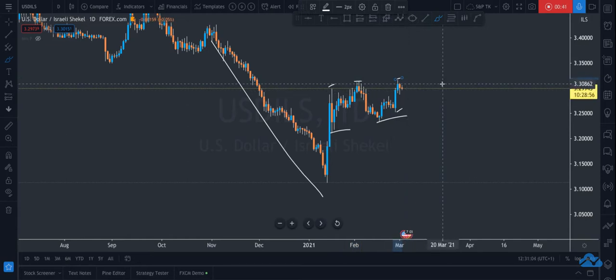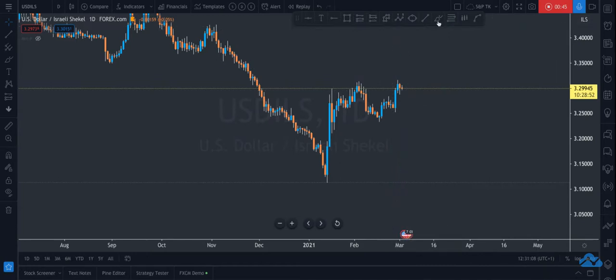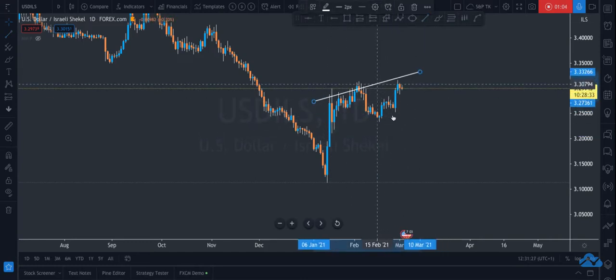And if you see, here we also have an interesting pattern, which is one of the most frequent patterns I use in my strategy, which is impulse up and channel up. This is a channel. Okay.